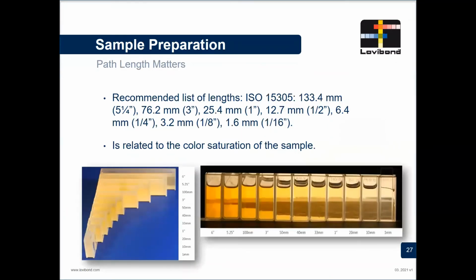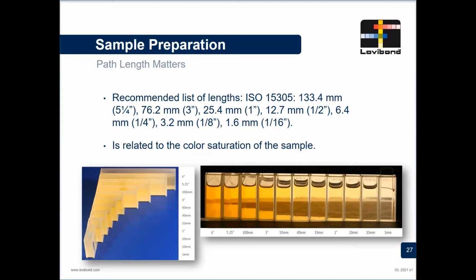Now, coming to path length, you can see in the picture on the right there, the longer my path length, the more color I'm going to see. So if I've got a very pale color I'm trying to measure, to get more color into my measurement so that I can actually determine what it is, I want to measure it in a long path length. So I want to be measuring probably at the 5 1/4 inch length.